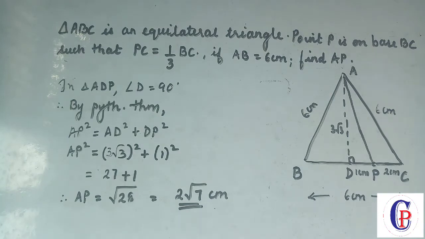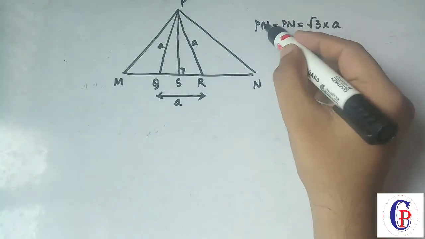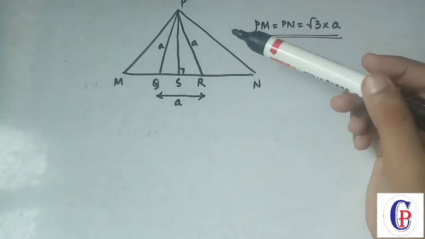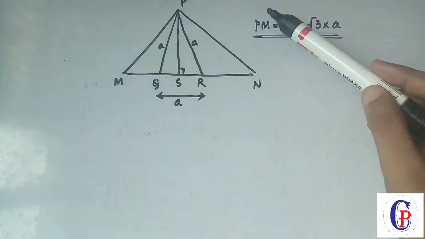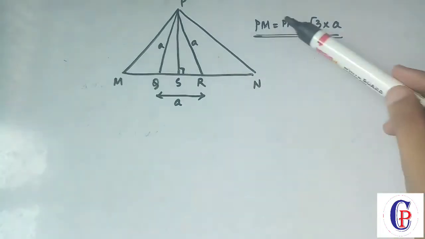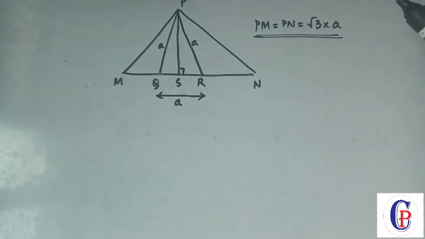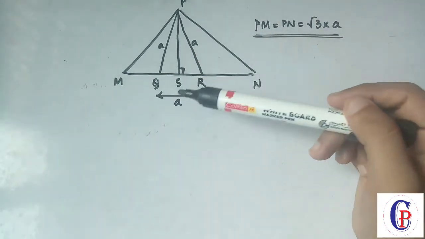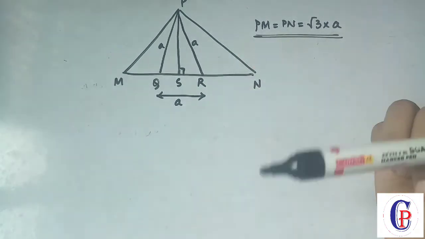You go through the sum again, of course, you will get the idea. So this is another question. It says, whatever the information is given to you, you can see here. And it says to prove that PM and PN are equal and they both are equal to root 3A. If you see this diagram, you will find it a bit complicated.